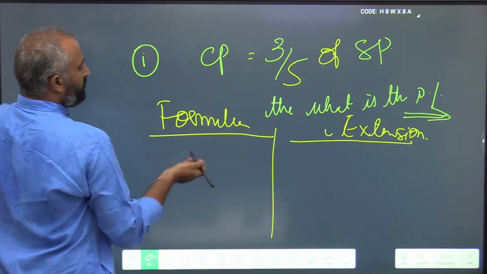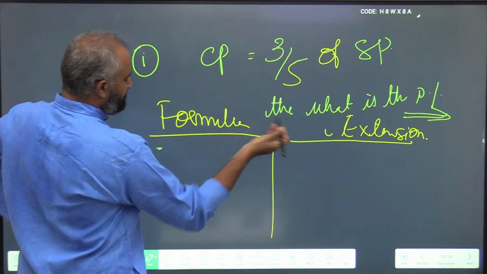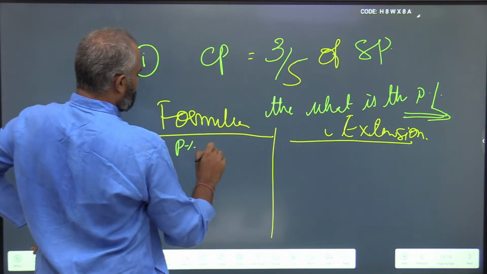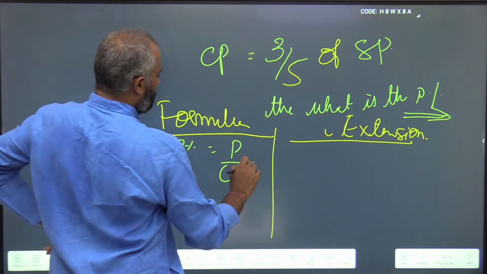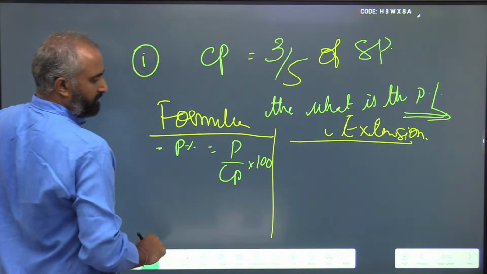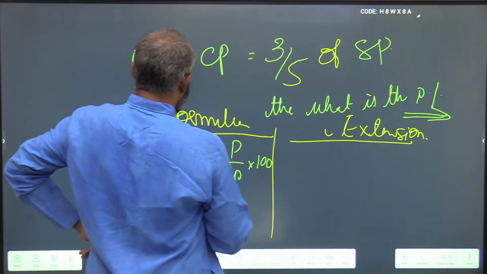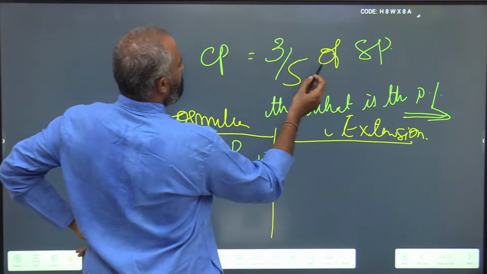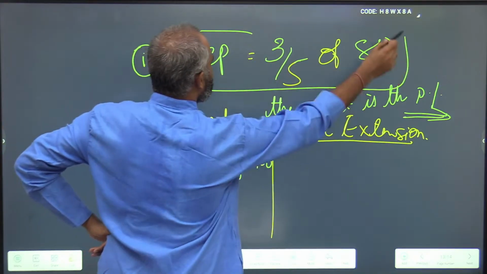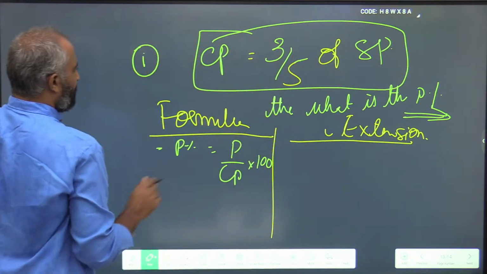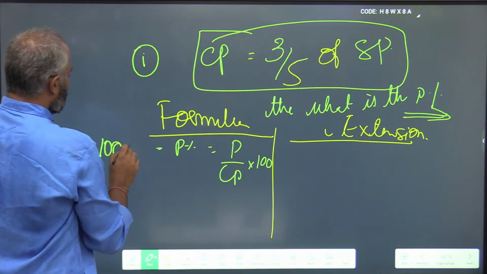So if you want to do it the formula-like way, he is asking for the percentage. Profit percentage is profit by CP into 100. So first we need to find CP. Since the relationship is given, assume any value. The common value that people assume is 100.